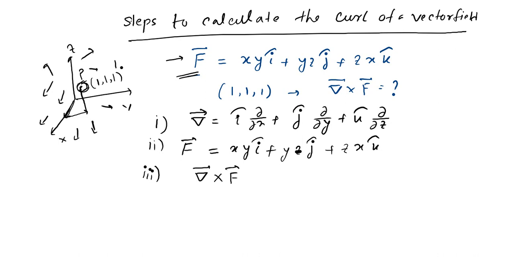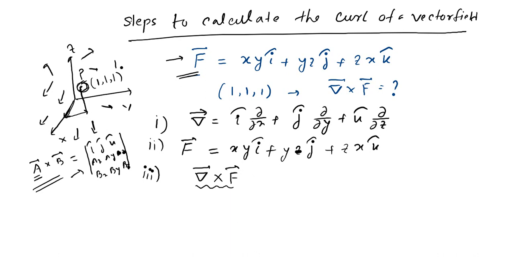Here we will use the algebraic form of the cross product. What is the algebraic form of the cross product? Let's say for a vector A cross vector B, the algebraic form is the determinant, right? The first row is the unit vectors i, j, k. The second row is the components of the A vector: Ax, Ay, Az. And the third row is the components of the B vector: Bx, By, Bz. Then if you solve this determinant, you will get A cross B.